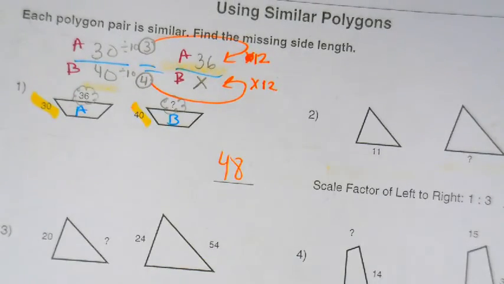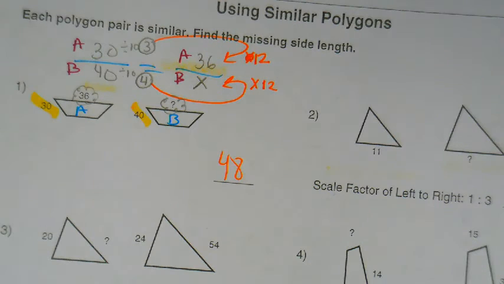48. So if there's no relationship, before you think decimal, think simplify. And if you can't simplify, then it's a decimal. Okay? It looks harder than what it is. All right, let's look at number three.